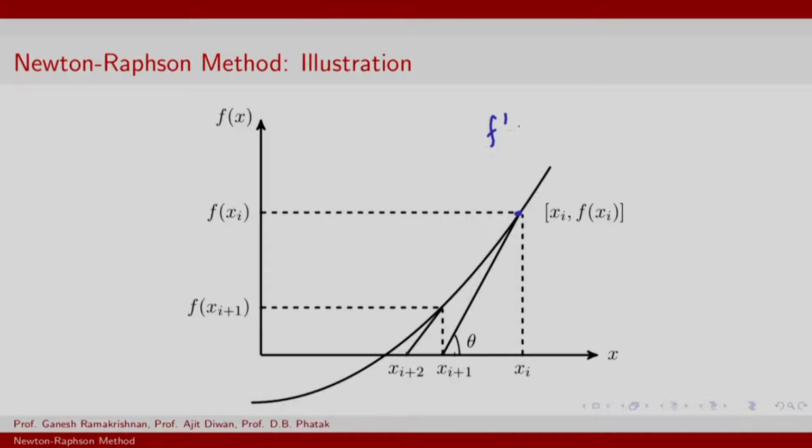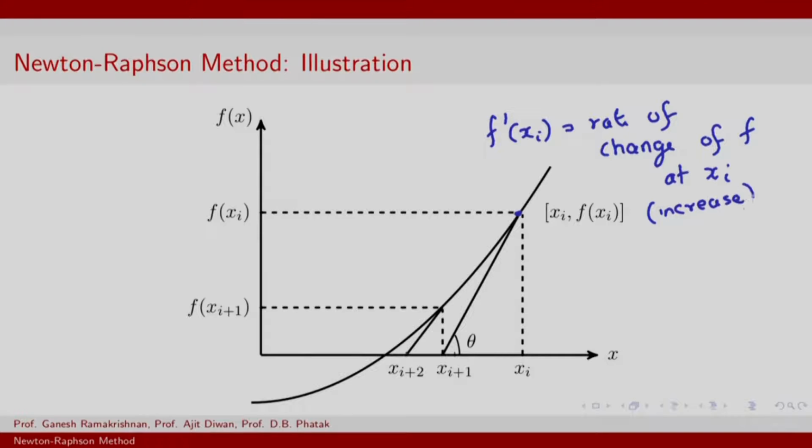So f prime of xi is the rate of change, or decrease or increase, of f at xi. Now we will canonically talk about the rate of change as rate of increase. If this f prime happens to have a negative value, we interpret it as a decrease.